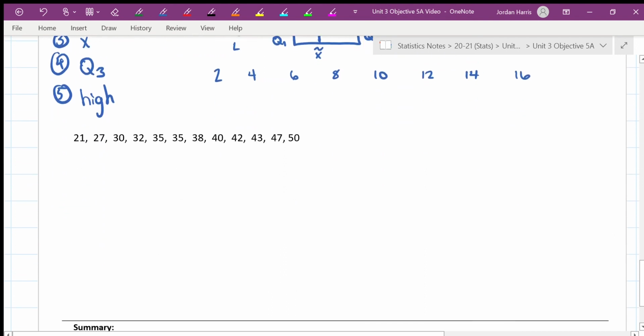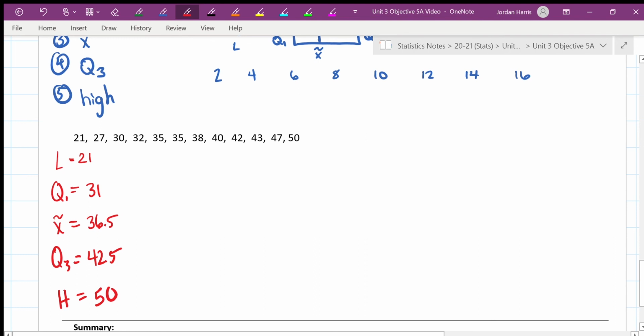Okay, so we have an example here. If you wanted to, you could go through all of the steps to find all the pieces. I'm going to just give you them. So the lowest number is 21, right there, the lowest number. Q1, if you actually calculated it, which is the 25th percentile, you would get 31. The median, which is the 50th percentile, you would get 36.5. Q3, which is the 75th percentile, you get 42.5, and the highest number is 50.